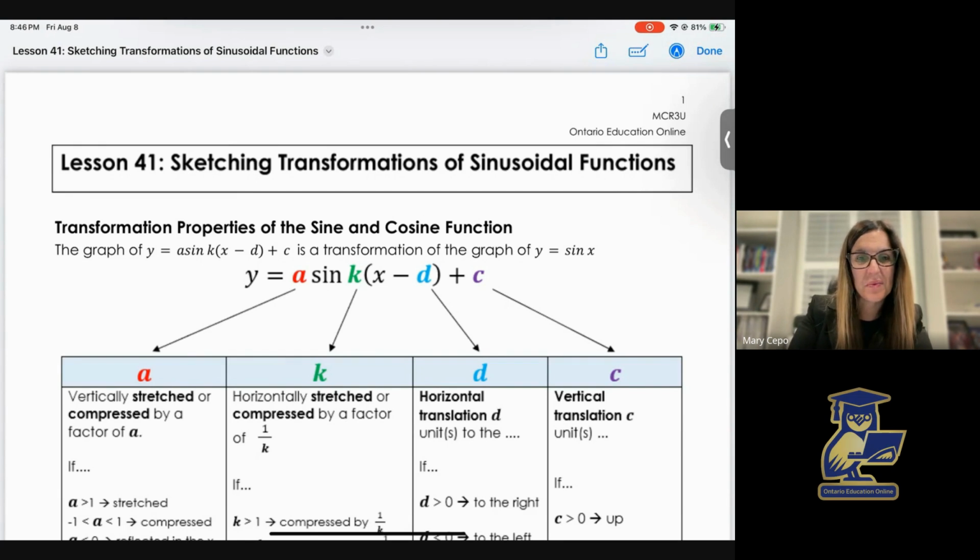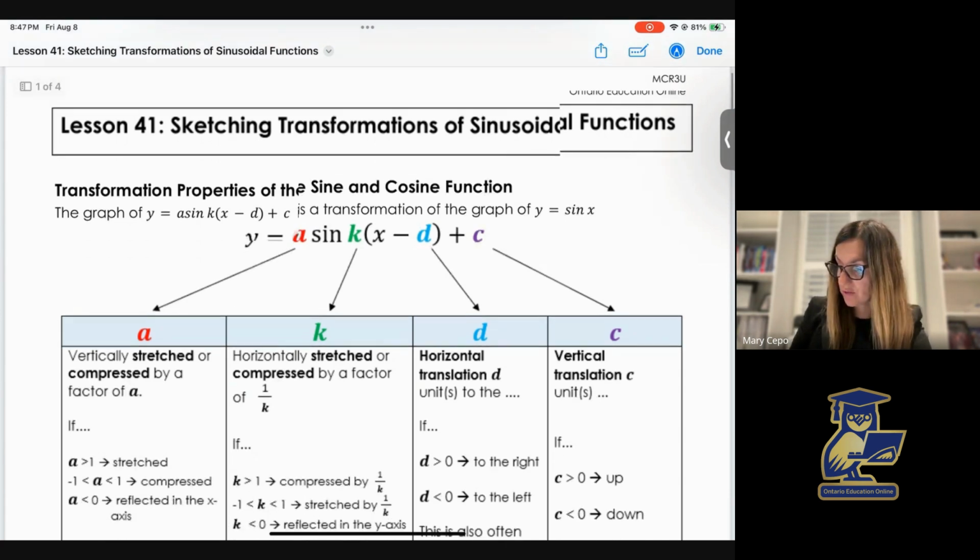In this lesson, we will explore how to sketch and analyze transformations of sinusoidal functions. So we're going to bring back all our knowledge of graphing and mapping notation, and remember all the different transformations that we applied on the other parent functions, we will be applying them to our sinusoidal functions as well. So with that, let's do a little bit of a review.